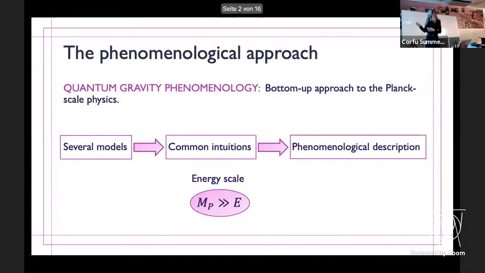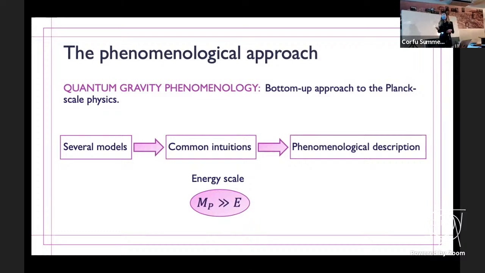So, we know that quantum gravity phenomenology aims to account for the Planck scale physics effects using a bottom-up approach. In fact, even though no self-consistent theory of quantum gravity has been proposed so far, some common intuitions arise from different models, and a tentative phenomenological description of such features might lead to testable predictions.